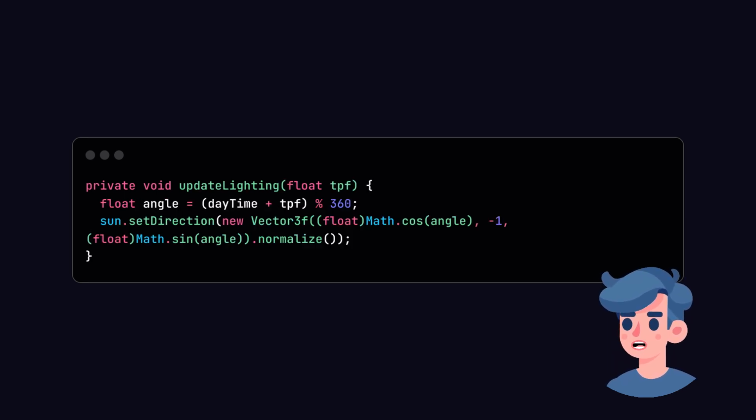To make our game more engaging, we can implement a day-night cycle. In JMonkey Engine, this can be accomplished by modifying the directional light over time. Let's create a method that will handle the lighting adjustments.